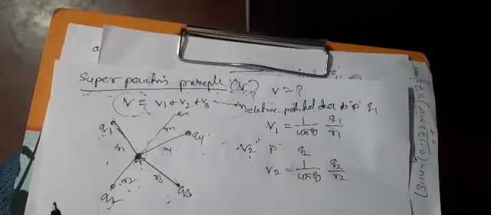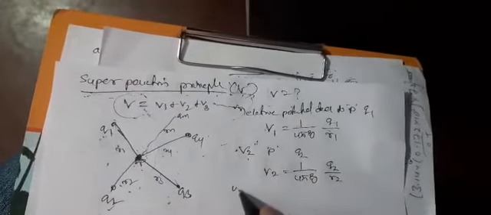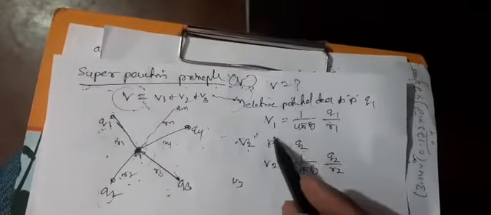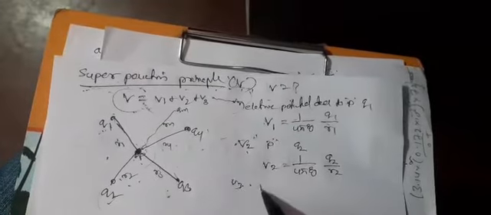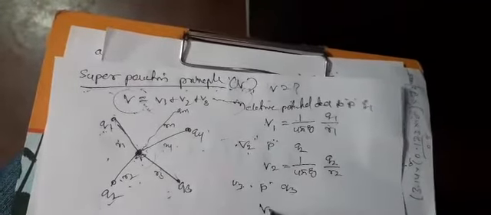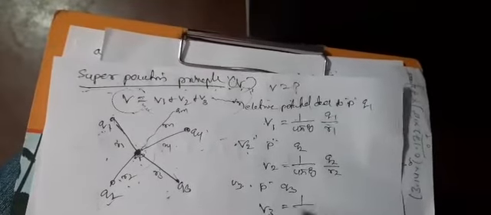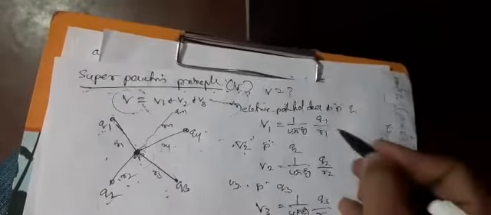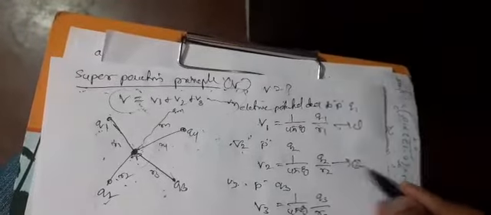Again similarly, how to find V3? The electric potential V3 at a point P due to the charge Q3. What is the equation? V3 is equal to 1 by 4 pi epsilon naught, Q3 by R3. These are called equation number 1, equation number 2 and equation number 3.